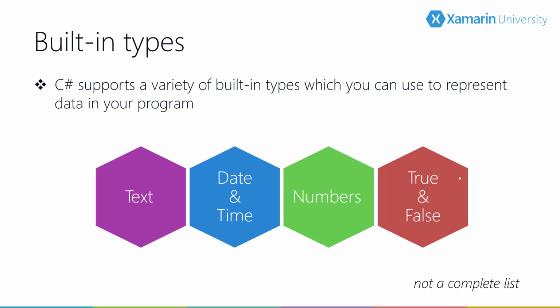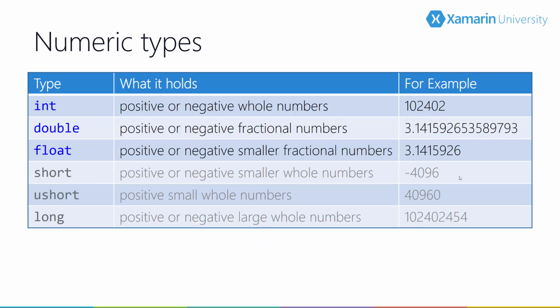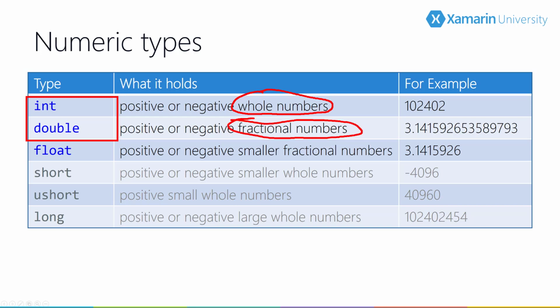Just kind of exploring some of them, let's start with some numeric types. So here we have some basic numeric types. The most common that you will use are int and double. Integers are used to store whole numbers, whereas doubles are there to hold fractional or decimal numbers.